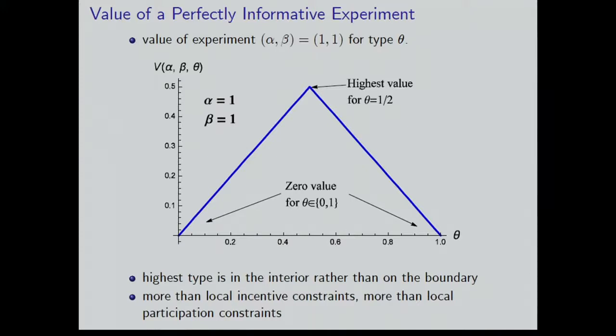of the binary state. Okay? So we come in with the prior probability theta about the probability that the state is high. And I'm going to provide a perfectly informative signal that has entries 1 on the diagonal, and I'm asking myself, what is the value of that experiment? Okay. So clearly, it is very high for the uninformed type, which has a split prior, and then it's declining in both directions.